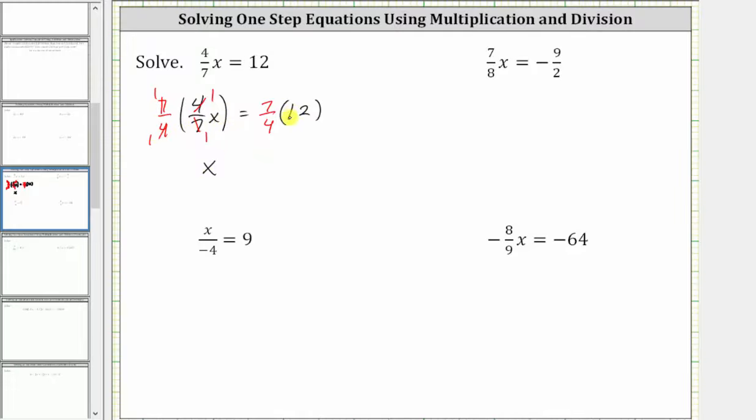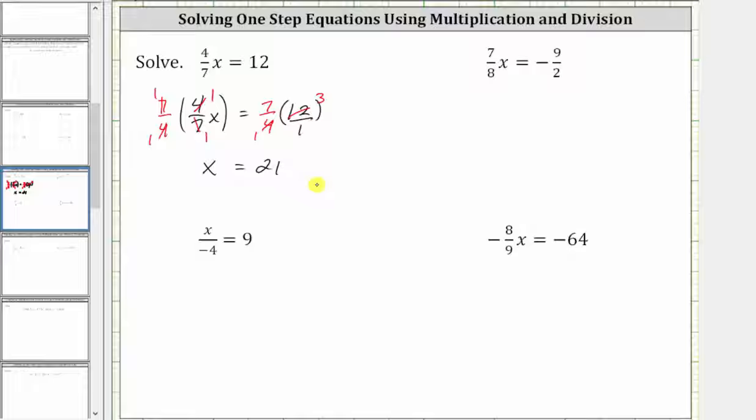And now on the right side, let's write 12 as a fraction with the denominator of 1. And notice how we can simplify before multiplying. There's a common factor of 4 between 4 and 12. Simplifying, 12 divided by 4 is equal to 3, and 4 divided by 4 is equal to 1. Notice now we just have 7 times 3, which is 21. The solution is x equals 21.